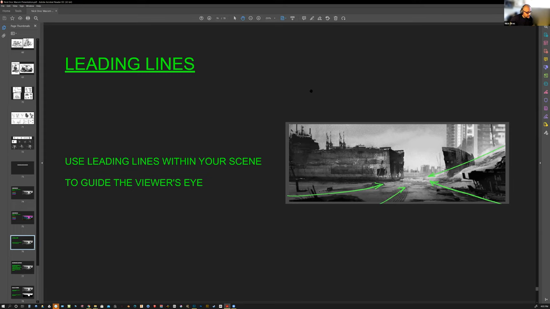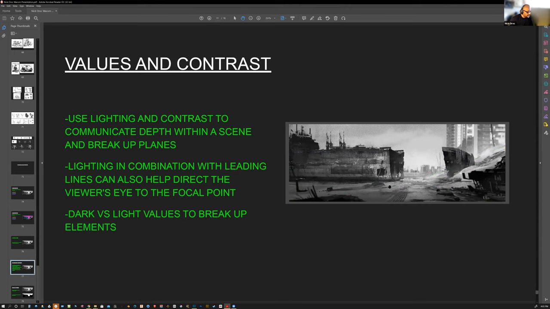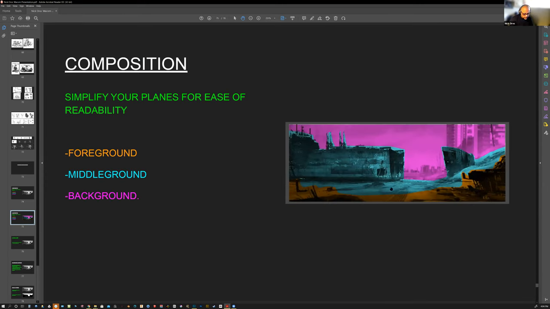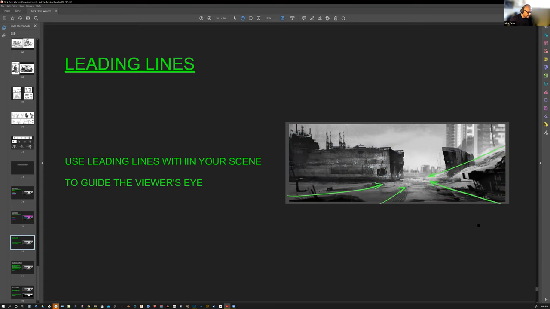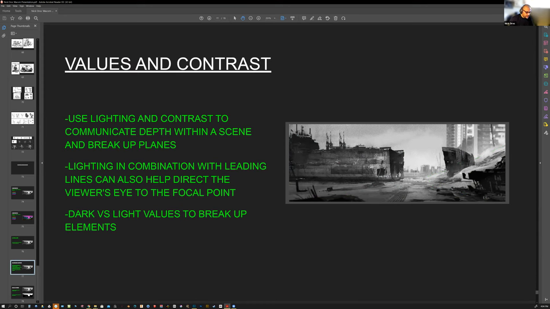Another thing I like to do is combine it with leading lines. That's how I set up my composition. I use leading lines to guide the viewer into the direction of what is important within the scene. Using light contrast communicates depth within the scene and breaks up the planes. In my demonstration, you'll understand what I'm talking about, but you could create a composition with just line work to break up elements like this. You take it to the next level by shading. You can achieve the same amount of compositional narrative storytelling with either line art or just painting it on with a lot of values.